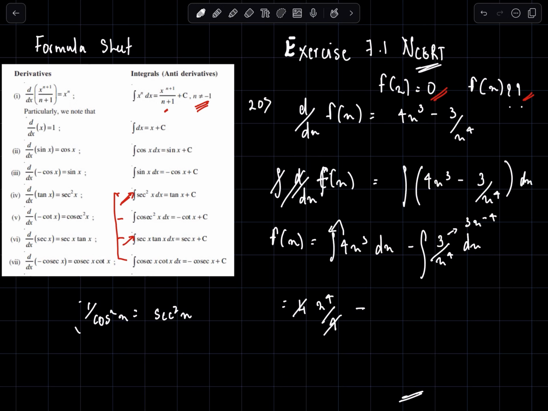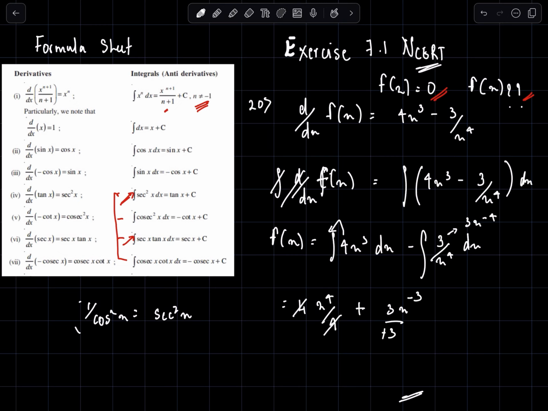So what is minus 4 plus 1? Minus 4 plus 1 is minus 3, right? So you get 3 times, of course the 3 comes out, x raised to the power minus 3 divided by minus 3. Now because this is negative and this is negative, of course it cancels and becomes positive.